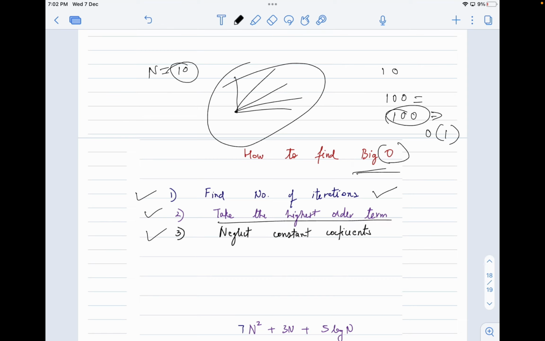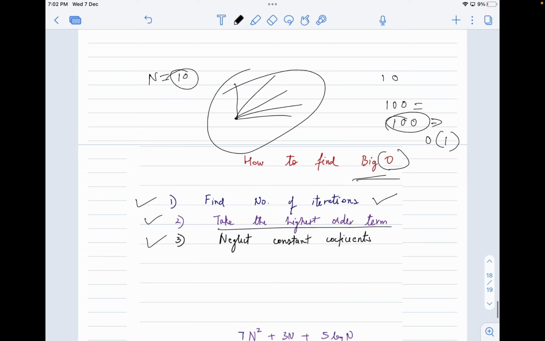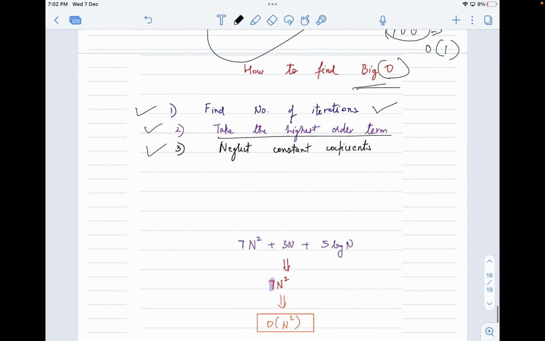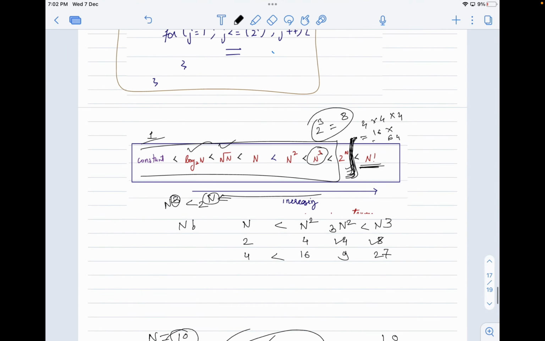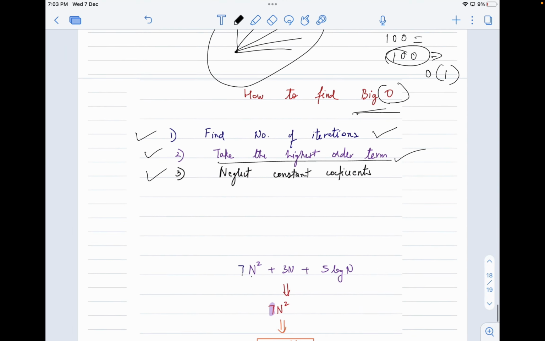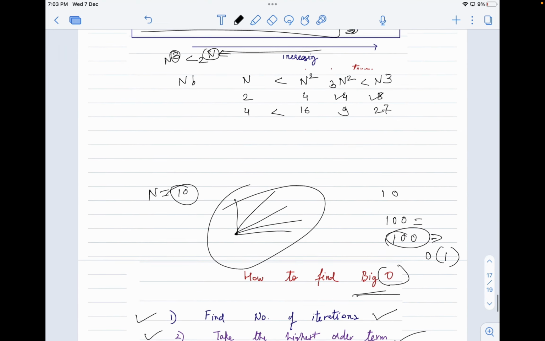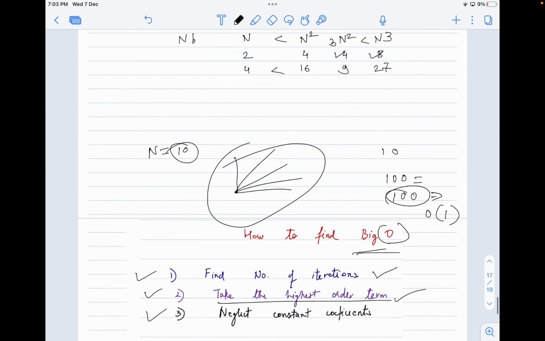Highest order term means what? I guess you have an idea of a simple polynomial expression. Suppose we take this example for the highest order term: 7 raised to 7 into n raised to 2 plus 3 into n plus 5 log n. So if we look at this, is n square the highest or is log n the highest?